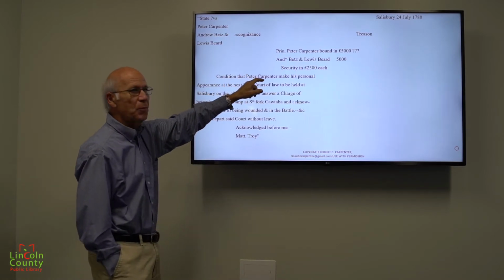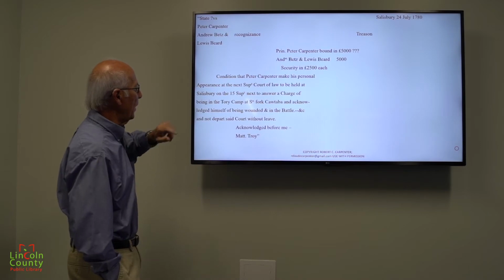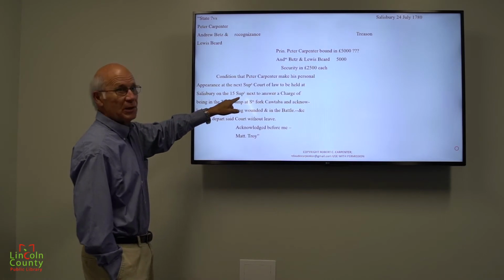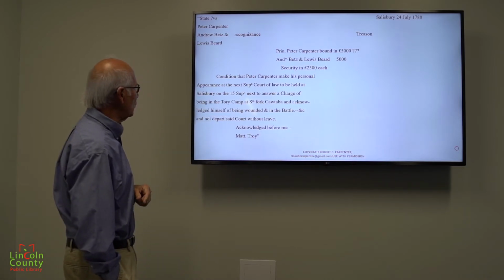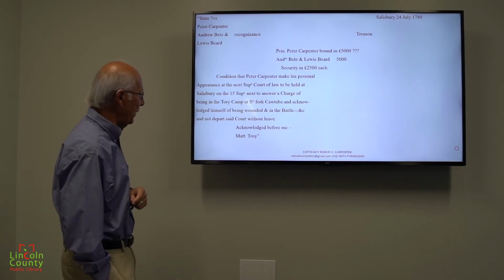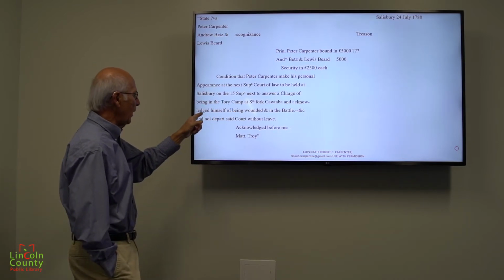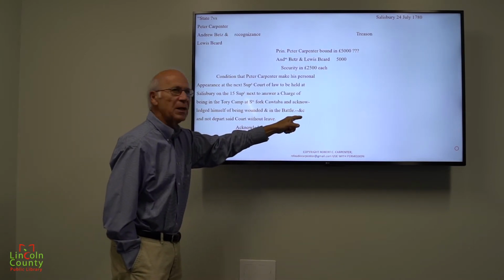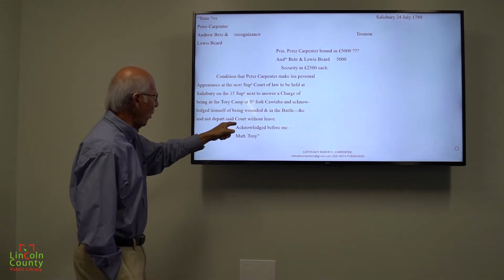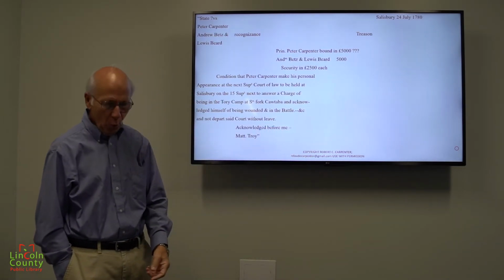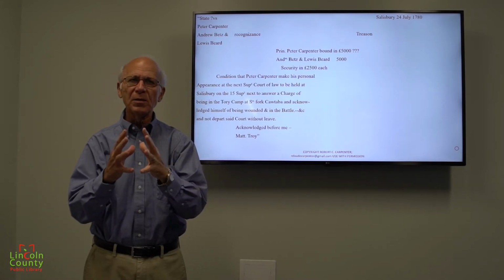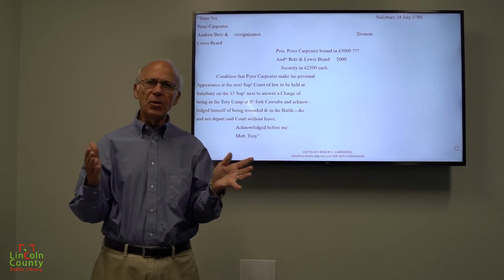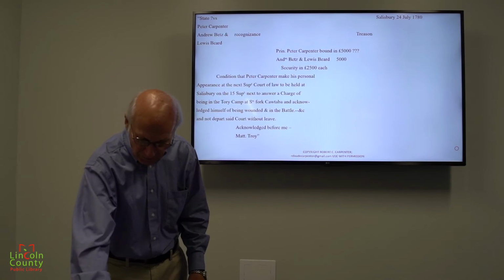And each of those guys put up half of that as security. The condition was that he make an appearance at the next Superior Court, held on the 15th of September next, to answer a charge of being in the Tory camp at South Fork Catawba and acknowledge himself of being wounded in the battle. I wish they'd said more about that. And not depart the court without leave. And Matthew Troy was the one who wrote that recognizance bond. So all of a sudden, we go from not knowing to now having a document that is very specific.